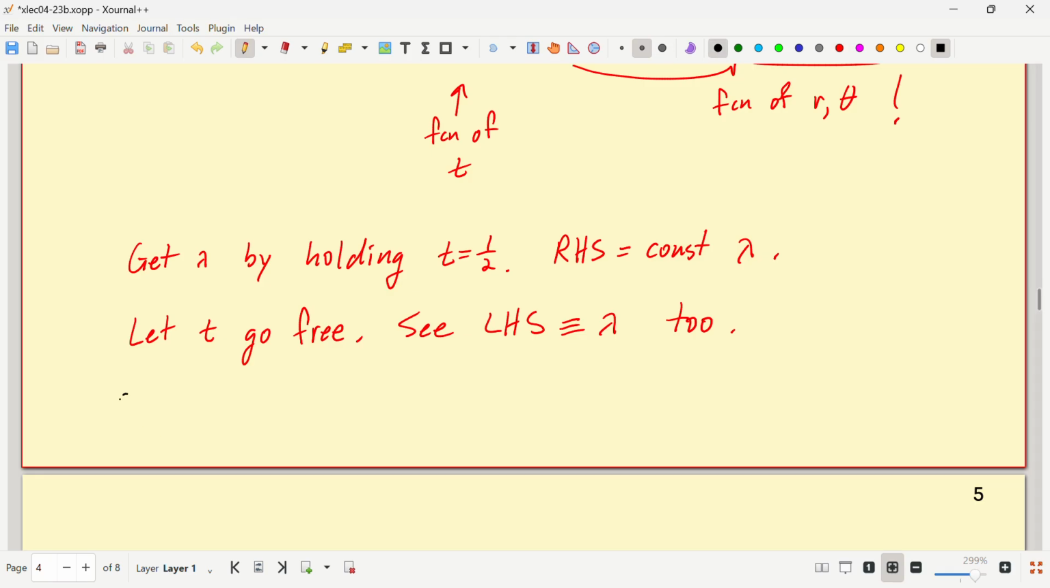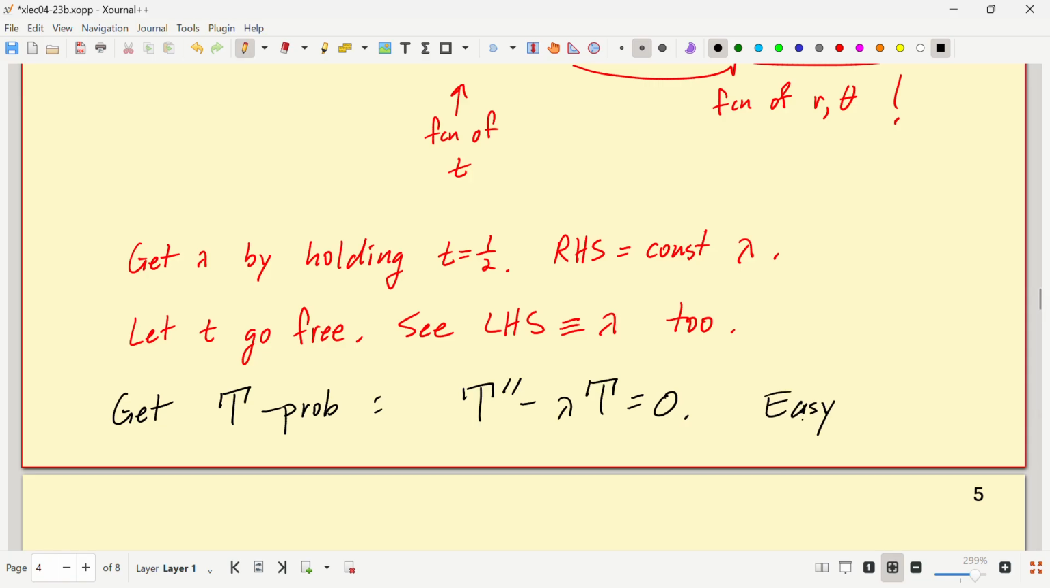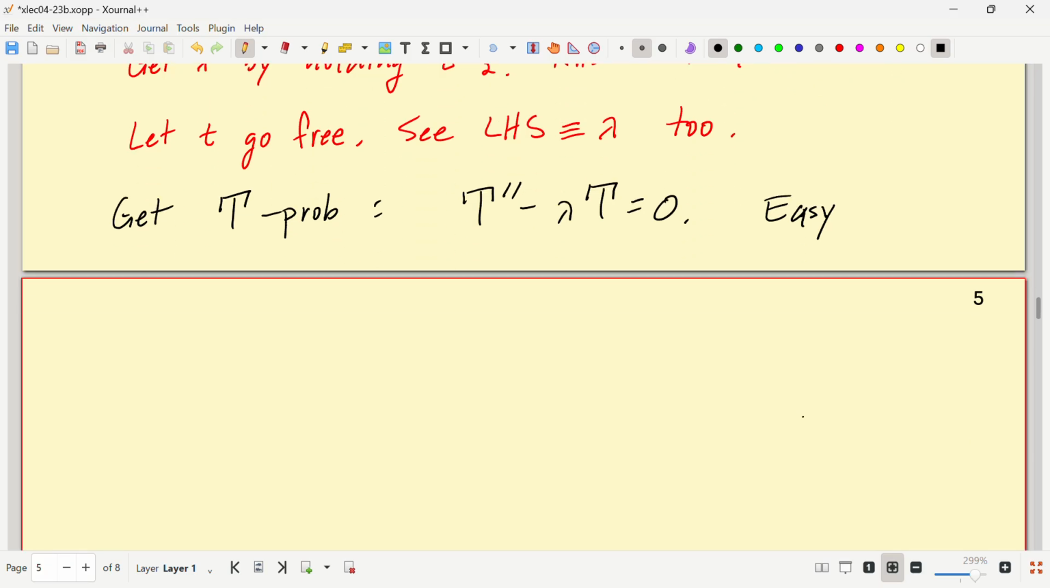Okay, so that left-hand side is an easy equation. So we get the t problem, which is T double prime minus lambda T equals 0, and no other conditions. That's easy. So we'll save it for last. We can do it any old time we want. Now let's think of the right-hand side. The right-hand side is 1 over r squared, R double prime over R, plus 1 over r, R prime over R, plus 1 over r squared, theta double prime over theta.